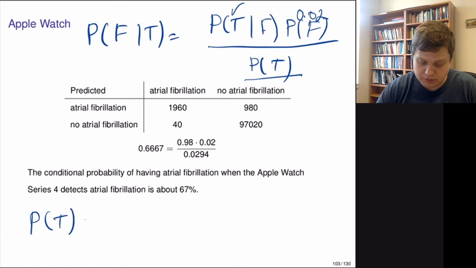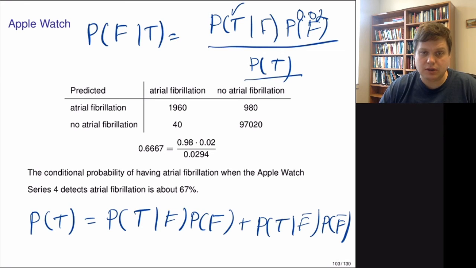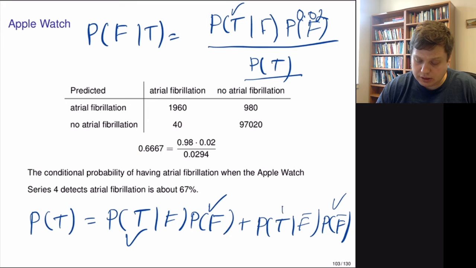And then we need to calculate the probability of seeing a positive test, and we know how to calculate total probability. That's the probability of seeing a positive test for a person with fibrillation times the prior probability of the fibrillation, plus the probability of seeing a positive test for a person without fibrillation and the prior probability of the person not having the fibrillation. So this one is given to us. This one is given. This one is just 1 minus 0.02, so it's 98%.